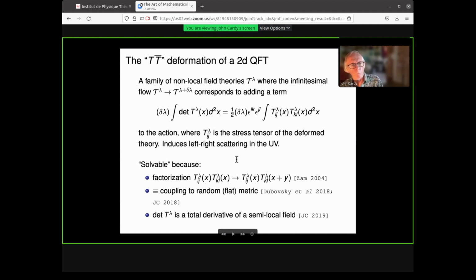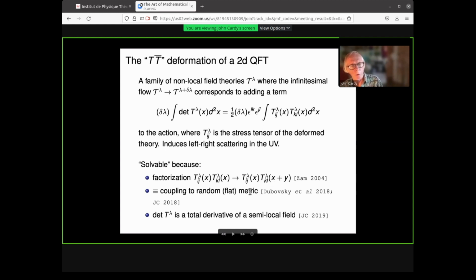And over the years since Zamolodchikov introduced this in 2004, there have been various ways of understanding why this deformation is, quote, solvable. It's solvable, as pointed out by Zamolodchikov, in certain translational invariant geometries, for example, a cylinder or a torus. You can actually take these 2 points apart, and that leads to the solvability, the fact that this object is then independent of y.